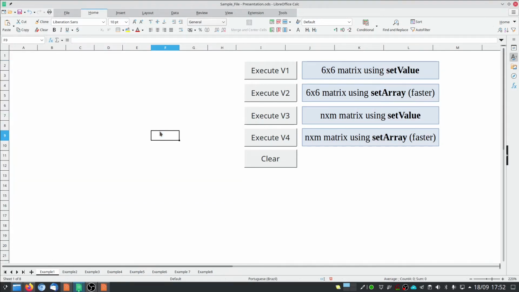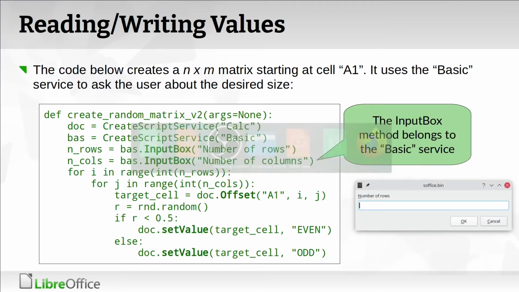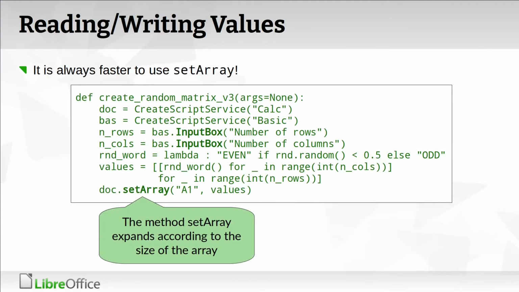However, you may have noticed that it is slow because of the setValue. When we use the setValue and the offset, we are calling the setValue method many times, so it takes some time to run all these calls. So a faster approach, it's always faster to use setArray. Now I'm going to show you an example of how the setArray method can be used, and it's very simple.